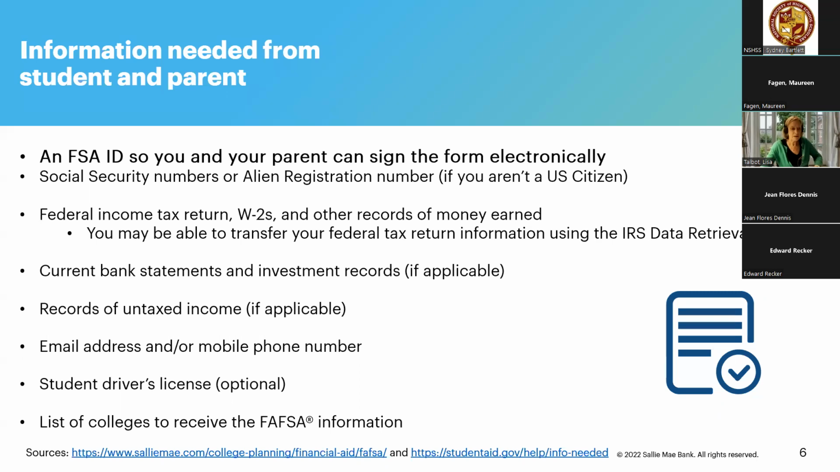And so here's a list of information that you should have at the ready when you're completing your FAFSA. You'll need your social security numbers or alien registration number if you aren't a US citizen. You'll need your federal income tax information, W-2s, and other records of money earned. And remember that for the 23-24 FAFSA, you will need your 2021 tax and income information.